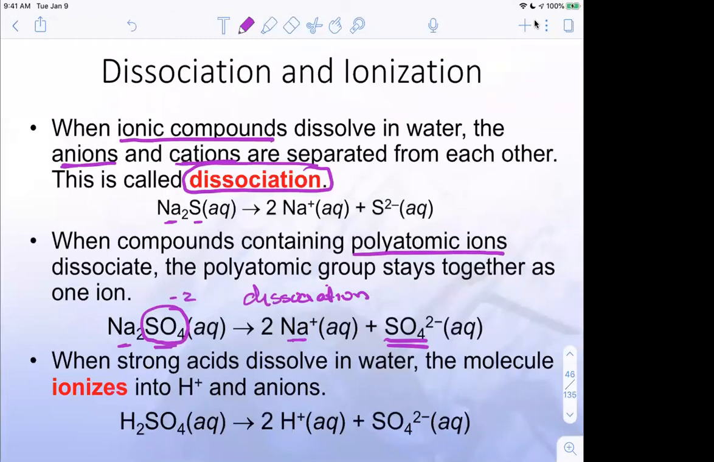If I have my strong acids, I don't have the ions to begin with. This is a molecular substance. So the process of dissolution actually ionizes those acids into the H+ ion and my anions. So there is a subtle but very important difference between the terms ionization and dissociation.